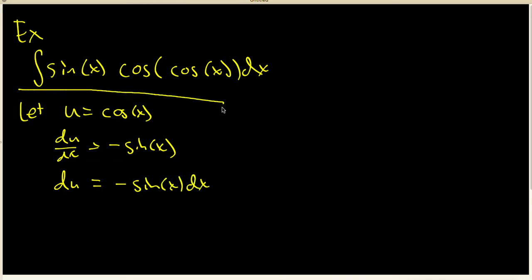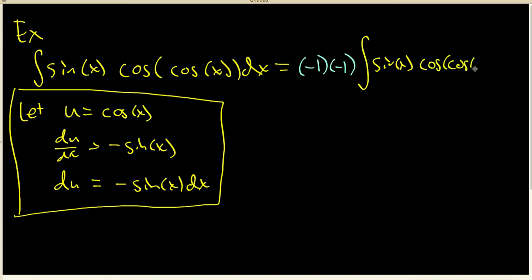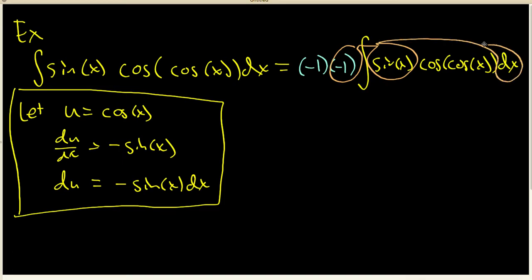And I'm going to use this information to rewrite my integral as follows. So we're going to rewrite this integral as, first of all, I'm going to do -1 times -1, because that's just a fancy name for 1, times the integral of the sine of x times cosine of cosine x dx. And now what I want to do is I want to find the things that make up the du. I need one of these negative signs, I need the sine of x, and I need the dx. Those 3 things go together and form the du.